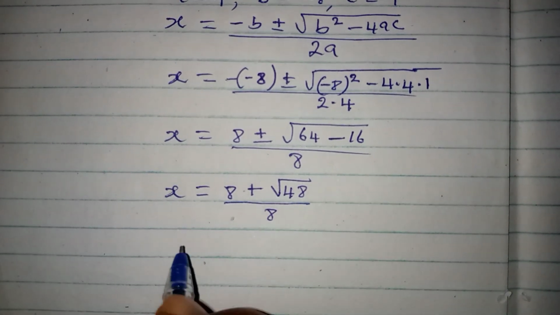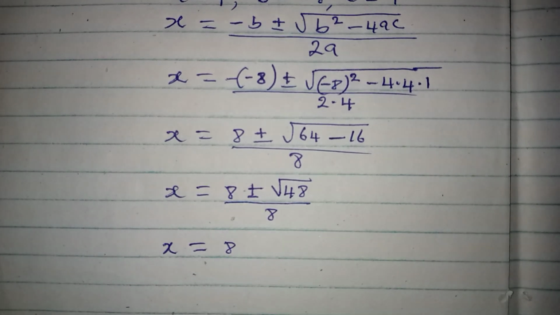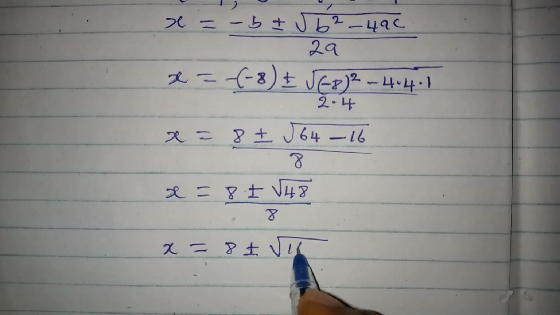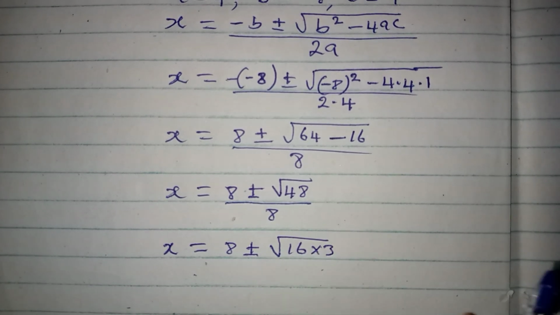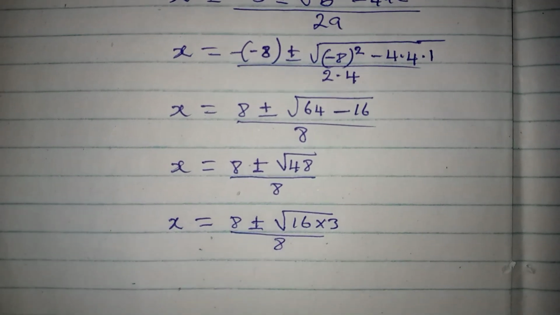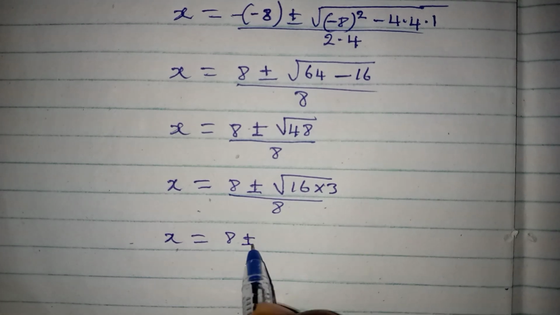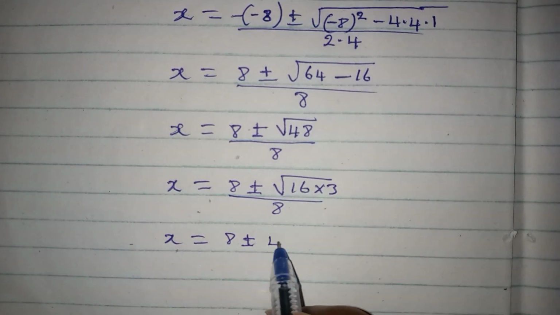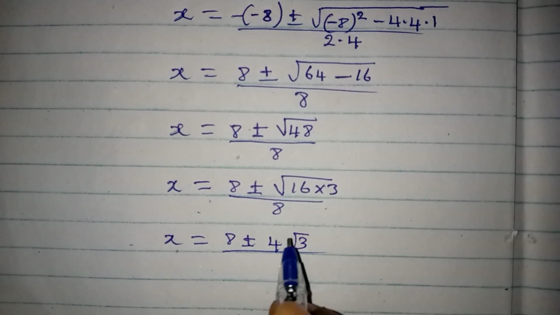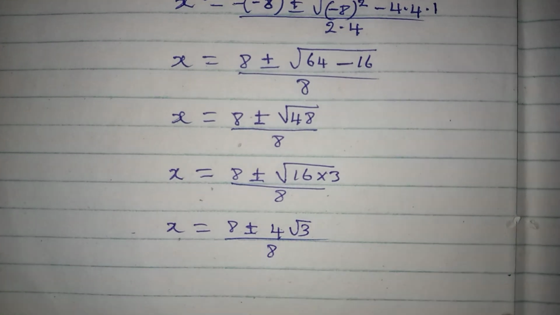Okay, let's continue. Our x will now be equal to 8. Sorry, this is plus or minus 16 times 3, because we can simplify square root of 48. And then here we have 8. If we continue, x will be equal to 8 plus or minus square root of 16 is 4, then multiply by root 3. This will be over 8, right? Okay, now let's continue.